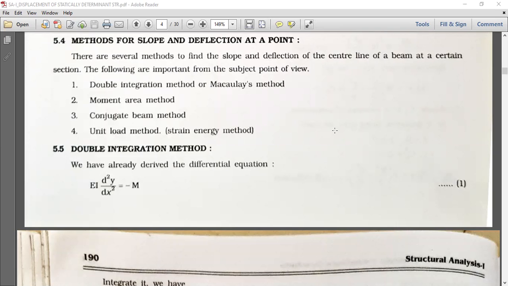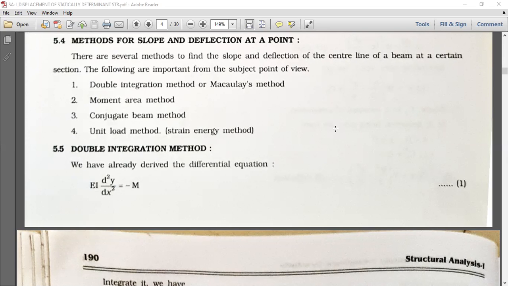There are several methods to find the slope and deflection of the center line of a beam at a certain section. The following are the important ones from the subject point of view. First, double integration method. It's also known as Macaulay's method. Second, moment area method. Third, conjugate beam method. Fourth, unit load method. It's also known as the strain energy method.